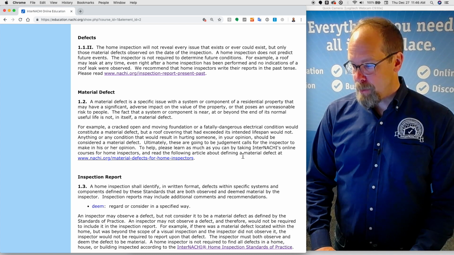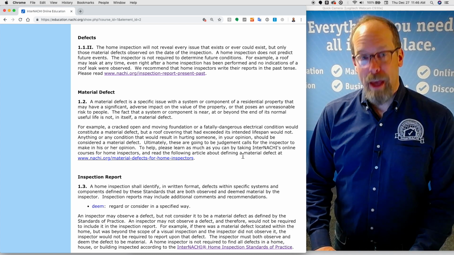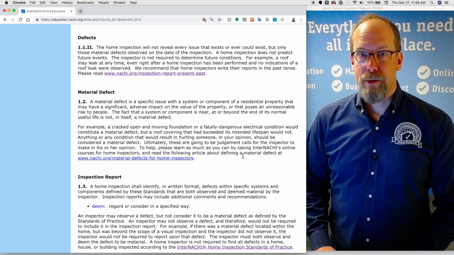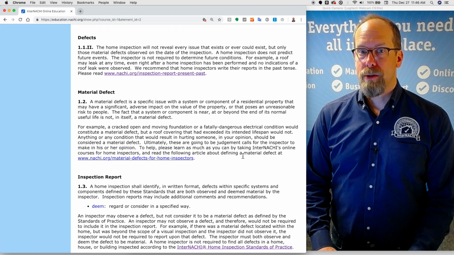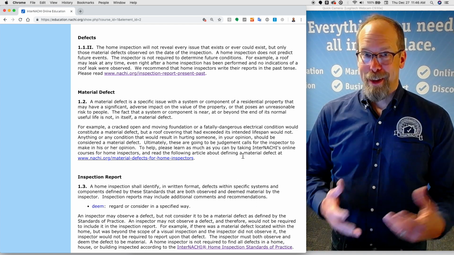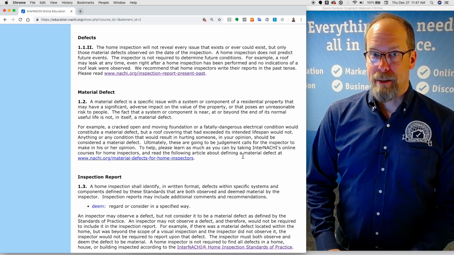We recommend that home inspectors write their reports in the past tense, and we have an article written by our legal counsel making that recommendation. So your inspection reports should reflect the standards of practice, but also be written in the past tense.